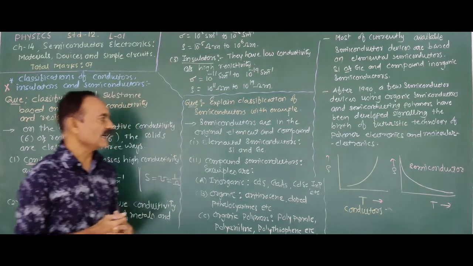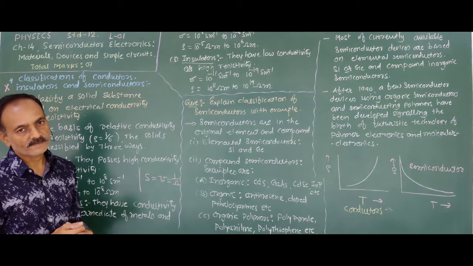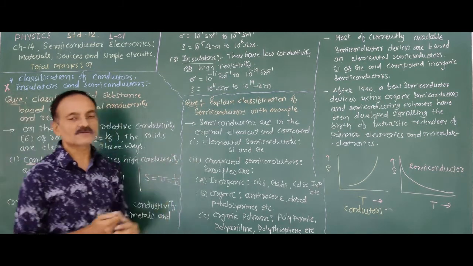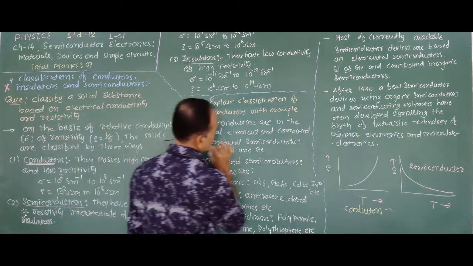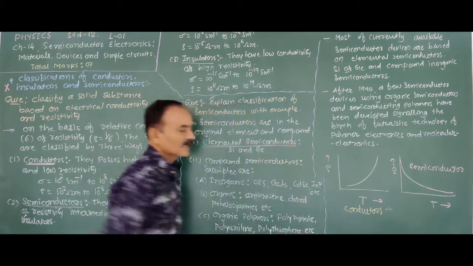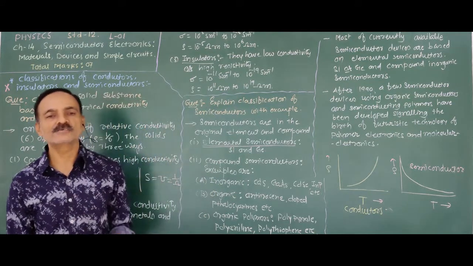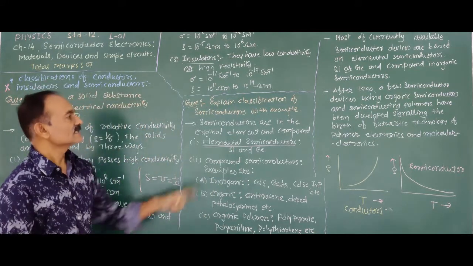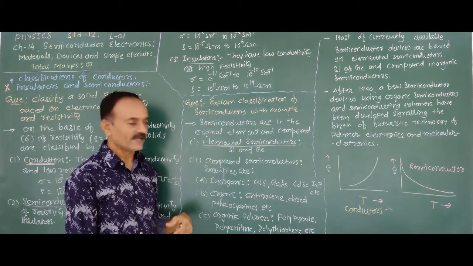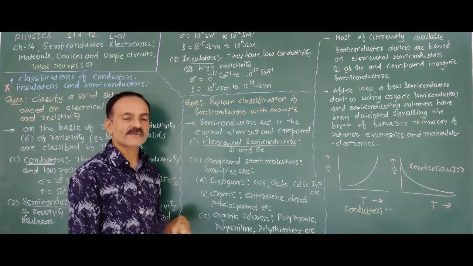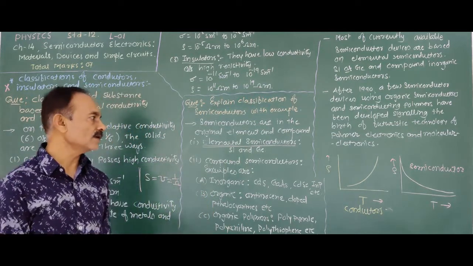Semiconductors are in the form of elemental and compound semiconductors. These semiconductors are classified in three different ways. One is the elemental semiconductor. This type of semiconductor is prepared from pure silicon or pure germanium.